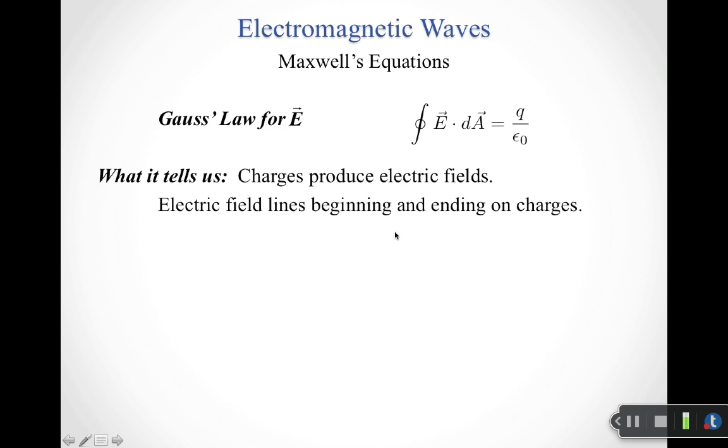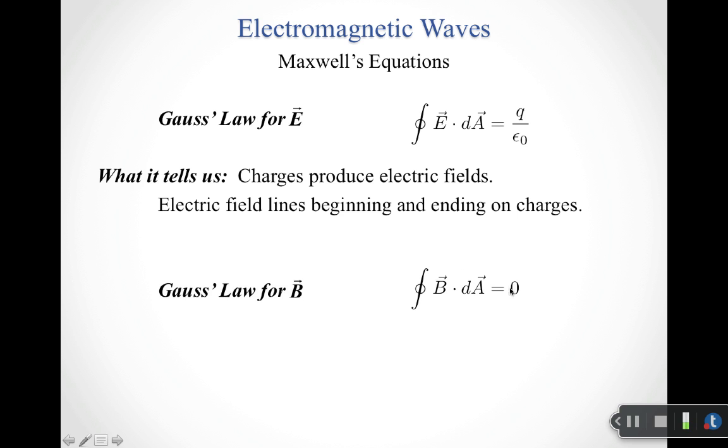So what this tells us is a couple of things. One, it says that charges produce electric fields. And two, that electric field lines begin and end on charges. So that's simply, we talk about an electric field line running away from positive charge and towards negative charge.